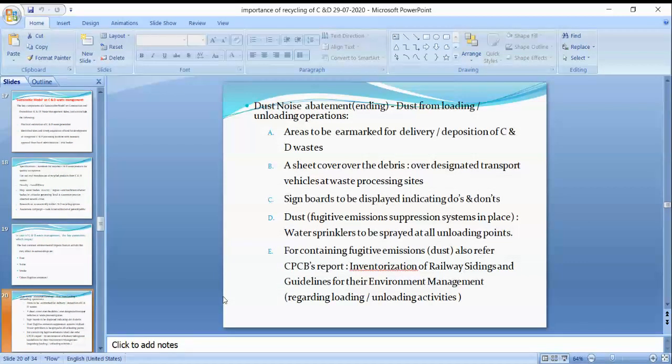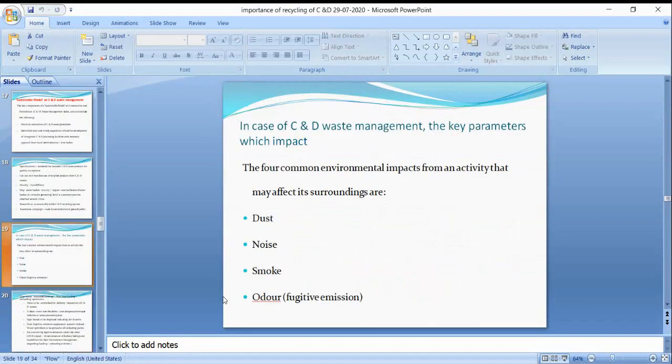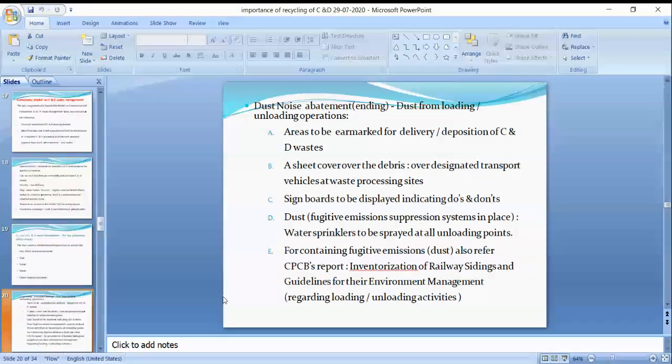The main thing is the dust. So how can dust be reduced? Dust from loading or unloading operations: areas are to be earmarked for delivery or deposition of CND waste. So they have to look after that.